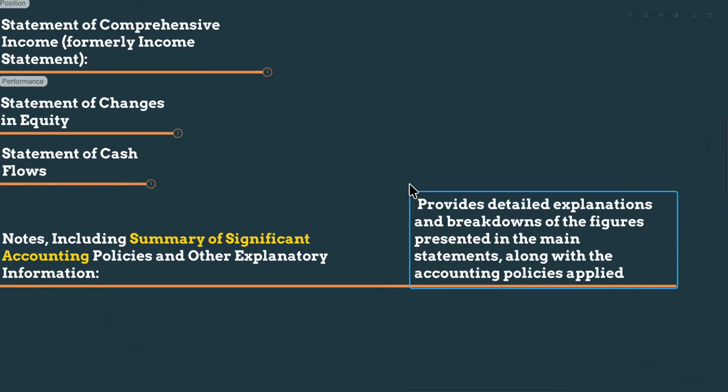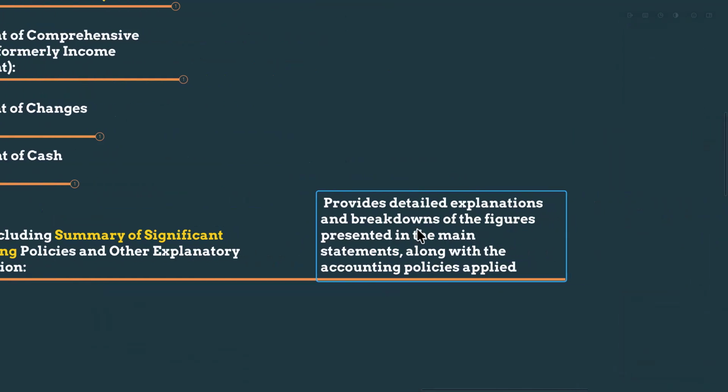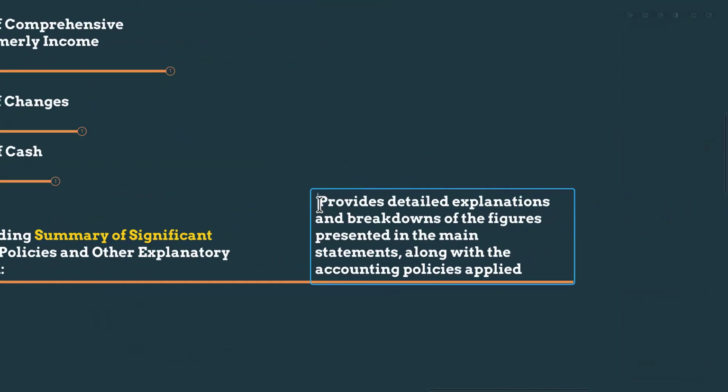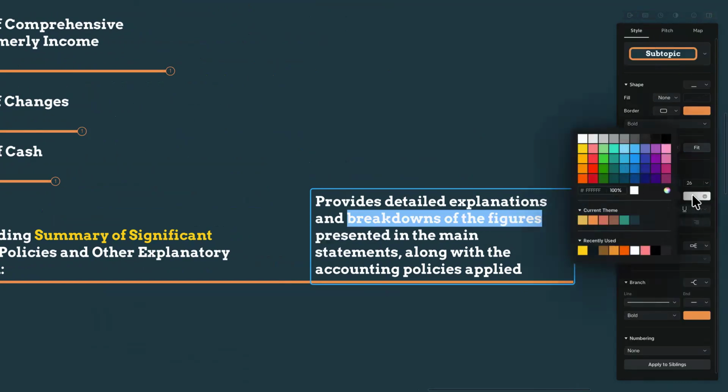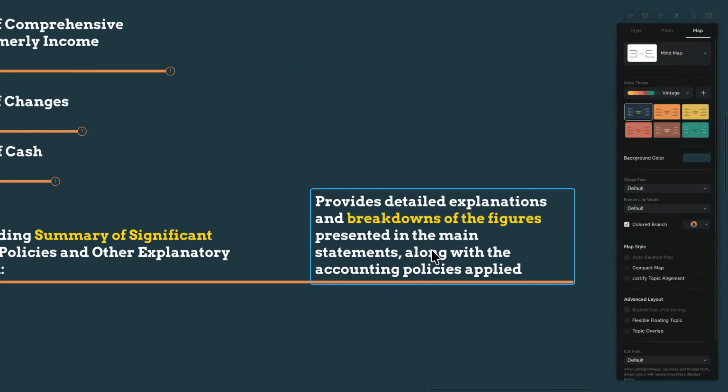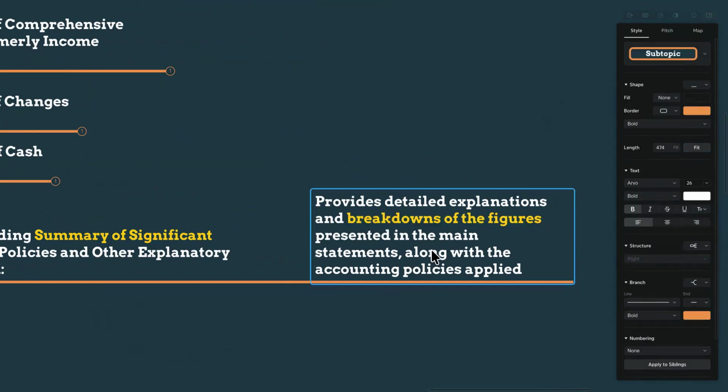And notes, including the summary of significant accounting policies, provide detailed explanations and breakdowns of the figures presented in the main statements. Let's say you have revenue of 100,000, but the revenue comes from four departments, so we have to give some breakdowns in the notes, right? Along with accounting policies applied.